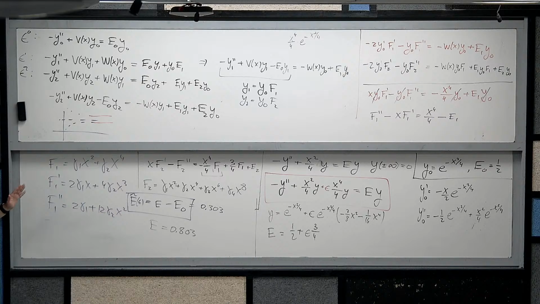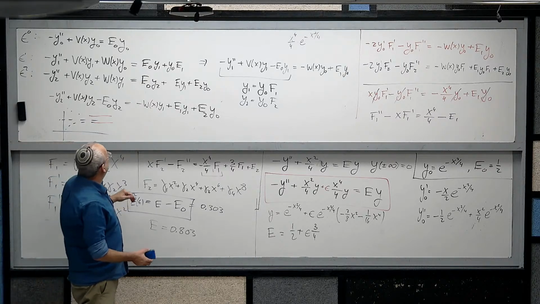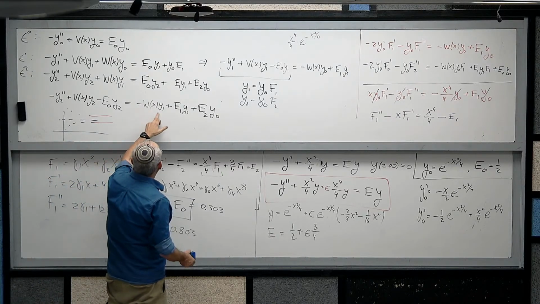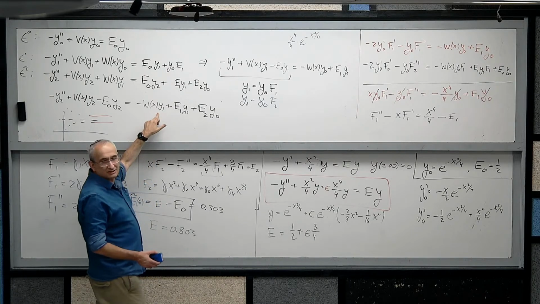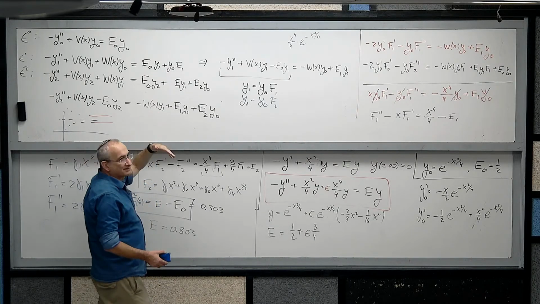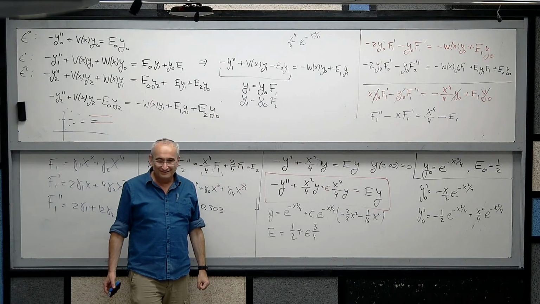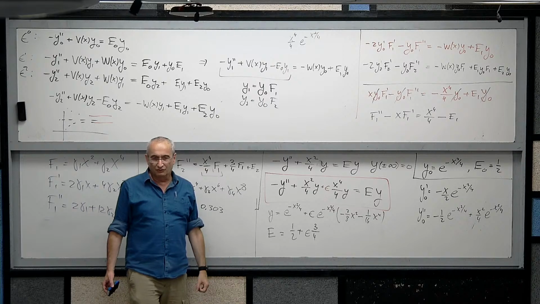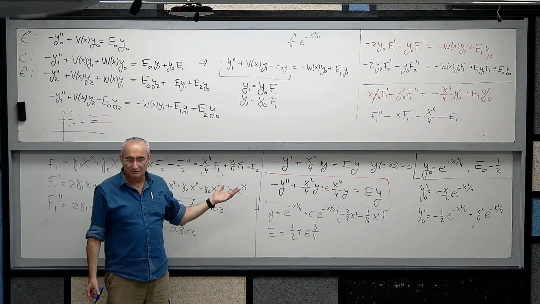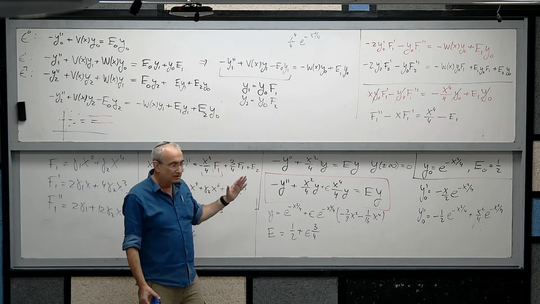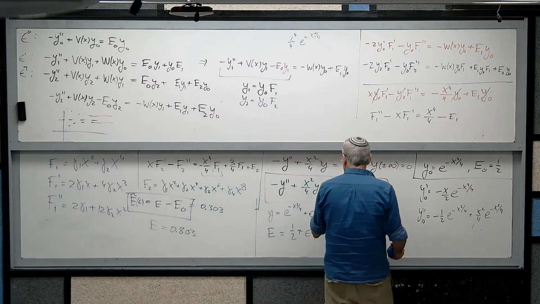This is pure luck, because if your W of x is not x to some power, but if your W of x is 1 over cos x, you won't be able to define it. You won't be able to solve it using polynomials. So the generic question is not solvable this way.